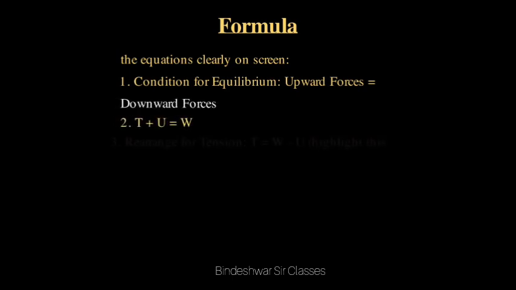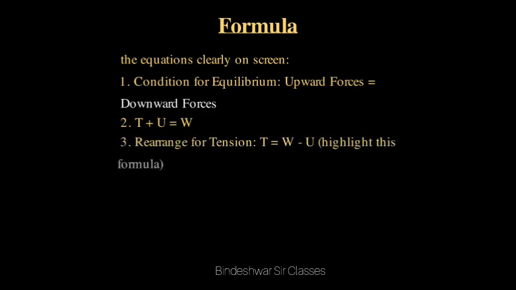Our goal is to find the tension, T. By rearranging this equation, we get the formula for tension, T equals W minus U. So, to find the tension, we need to calculate the true weight of the object and subtract the upthrust acting on it. This value T is also sometimes called the apparent weight of the object in the liquid.